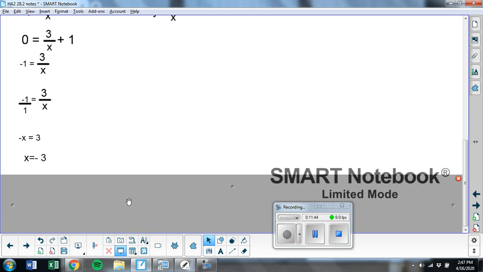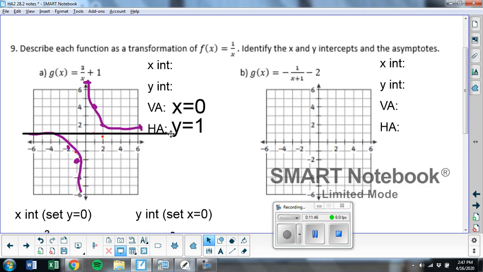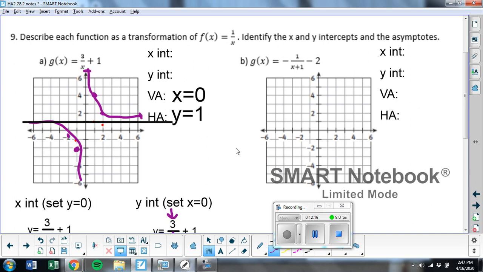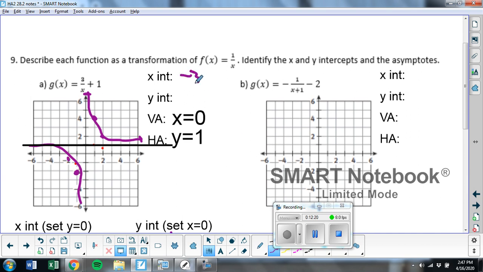Now I said you might be able to find this intercept in the graph without doing work. That's fine. Sometimes it's exact. It's not always exact, so to find the exact value of the x-intercept, set y equal to 0. Now I'll go ahead and find the y-intercept by setting x equal to 0. Well, if I put a 0 in here for x, what happens? Can I take 3 divided by 0? No, so it's going to be none. Which makes sense because there was an asymptote there. So your x-intercept was negative 3, your y-intercept is none.